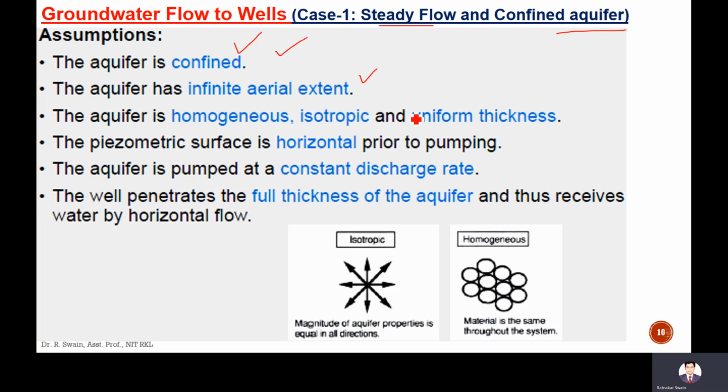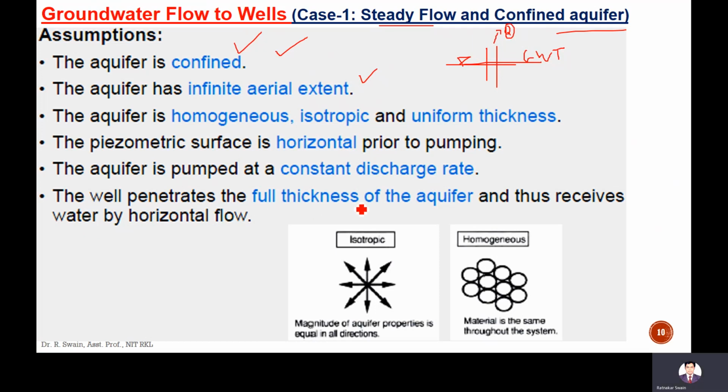The piezometric surface is horizontal prior to pumping. Groundwater level is horizontal before pumping. The well penetrates the full thickness. The aquifer is pumped at a constant discharge rate. The pumping rate is not varied. Q is constant. It's not changing with respect to time.